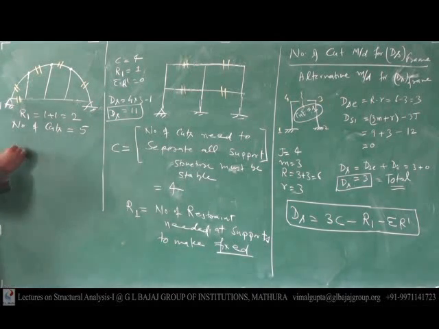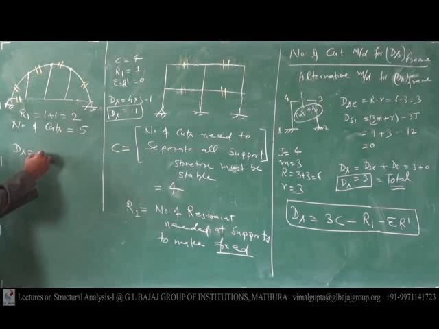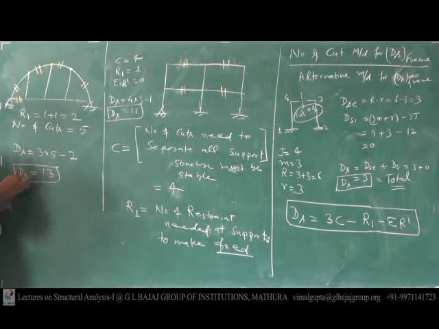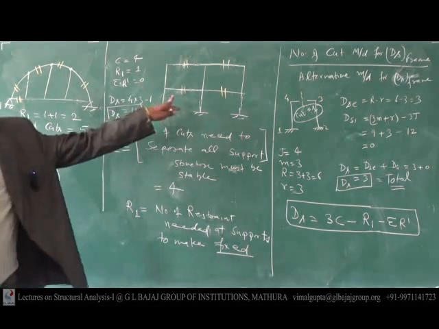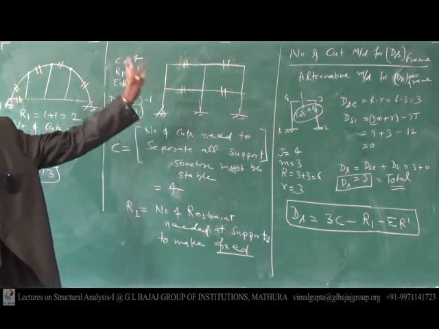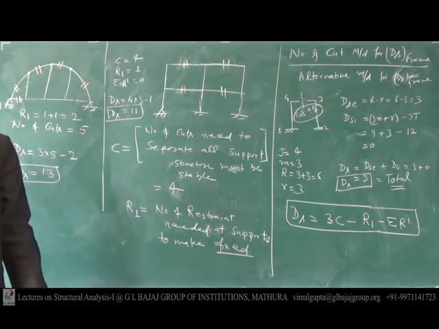Here the value of DS, the number of cuts is 5. So 3 into 5 minus 2, 15 minus 2, is 13. Okay, now verify these results according to the expression I have given you earlier. Verify that.